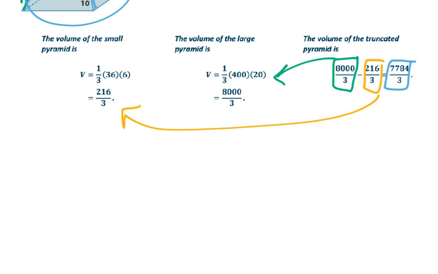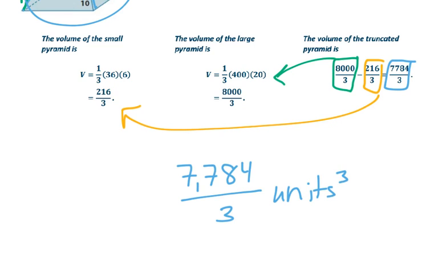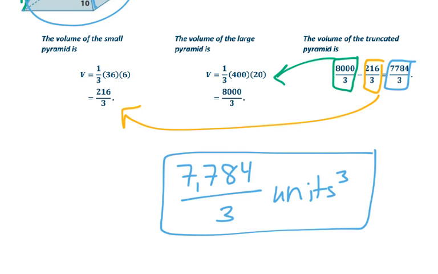Of course, we also need to keep in mind that we need units. So now we have 7,784 thirds. We don't have units, so we're just going to say units cubed, and I know it's going to be cubed because we're measuring the volume. And so this is the volume of the truncated pyramid, the part that's left after we've cut off the top.